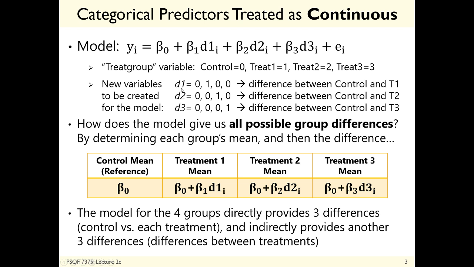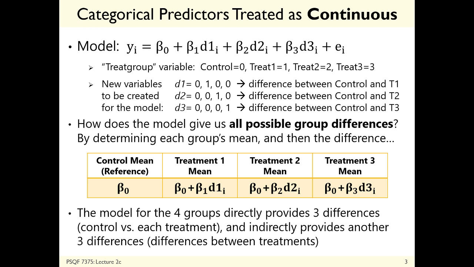I'm making a new variable D1 where the treatment group 1 gets a 1 and every other group gets a 0. D2, the treatment group 2 gets the 1 and every other group gets the 0. And then last, D3, treatment group 3 gets the 1, every other group gets the 0. So then in terms of reconstituting what the mean for each group is, it would look like the table below, where the mean for the control group is given directly by the intercept, the fixed intercept beta 0. The mean for each other group is given by the intercept plus the contrast that differentiates that group. So there's 3 group differences given directly by D1, D2, and D3.